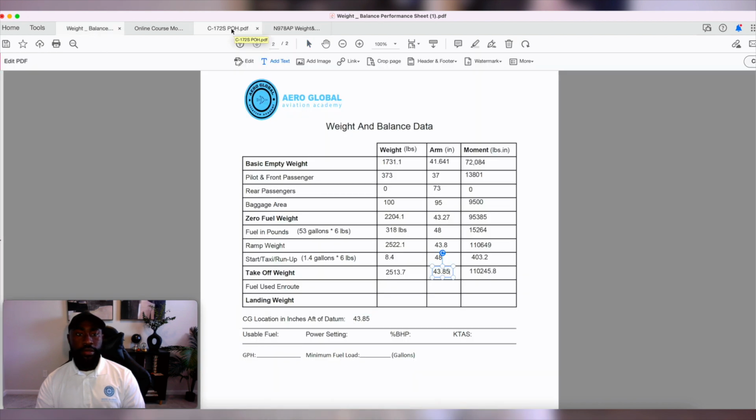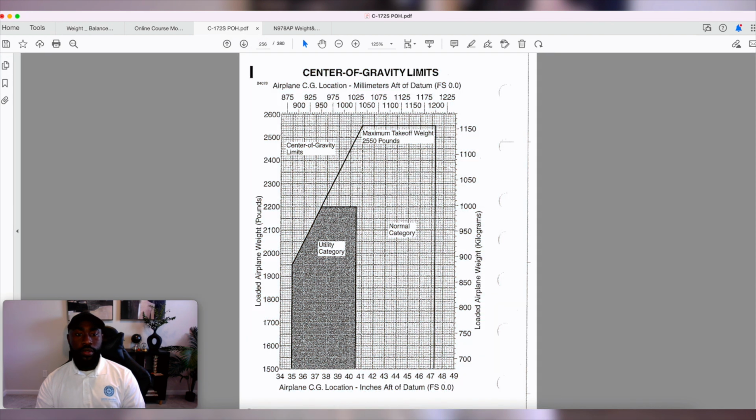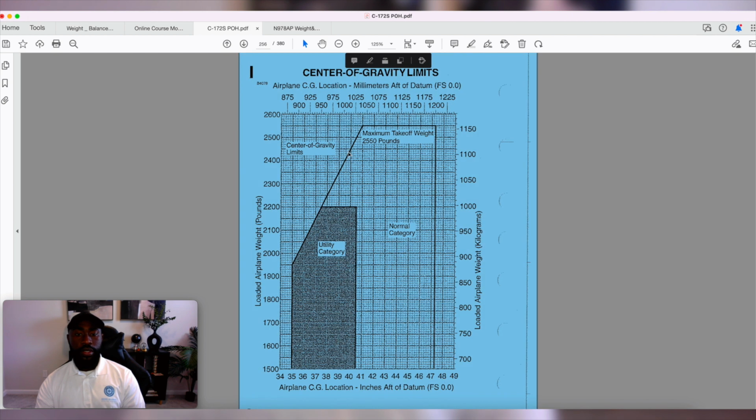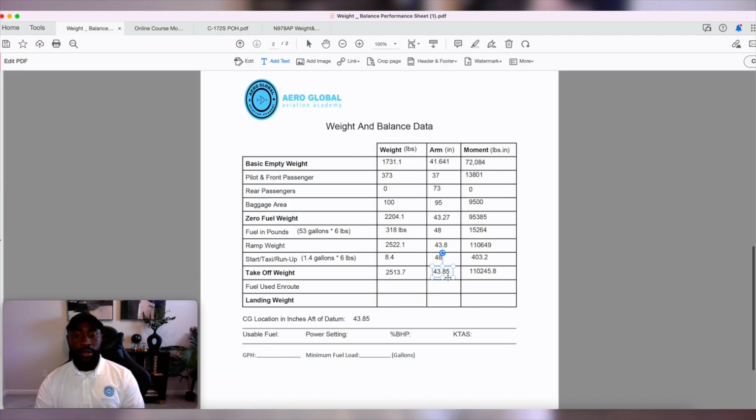It says 43.85, so probably a little bit closer to 44. So we'll put this there again, right there, and then I go a little bit closer to 44, so 43.85, and then I just do that. It should be somewhere here. As you can see, it's within this envelope. So I'm safe to fly with this current weight and balance loading on the aircraft.